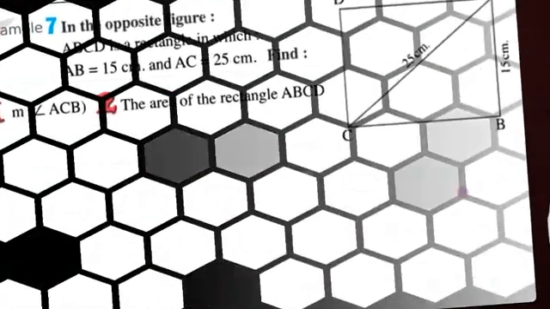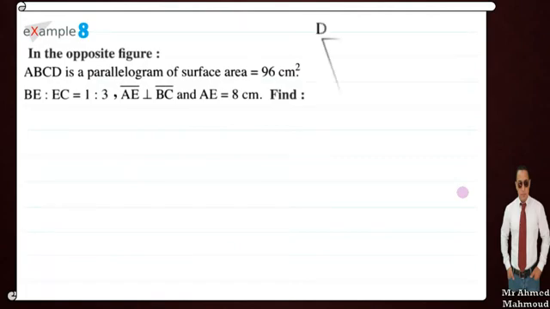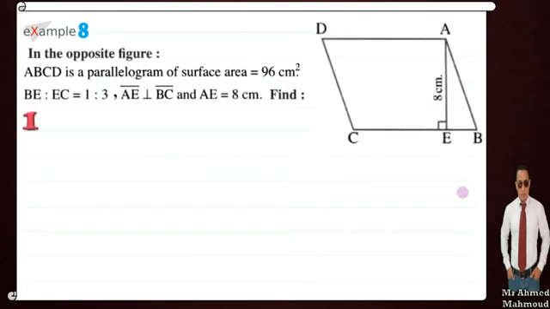Example 8. In this example, we have ABCD, a parallelogram whose area equals 96 centimeters squared. BE to EC equals 1 to 3, and I'm going to explain later what it means. AE is perpendicular to BC. AE equals 8 centimeters. The first requirement is to find the length of AD.